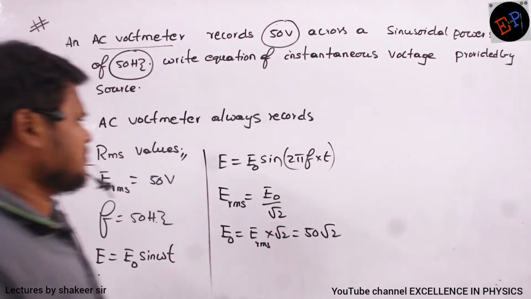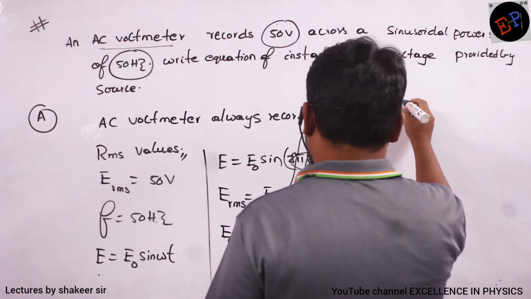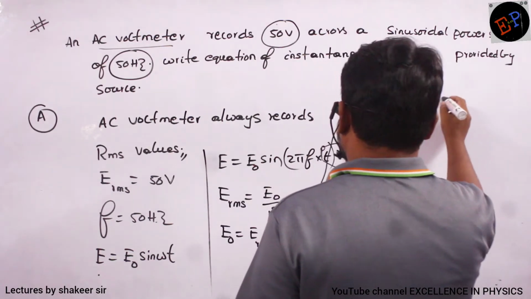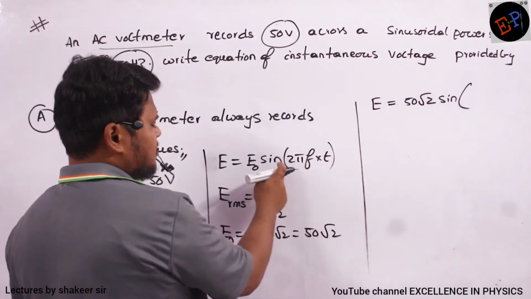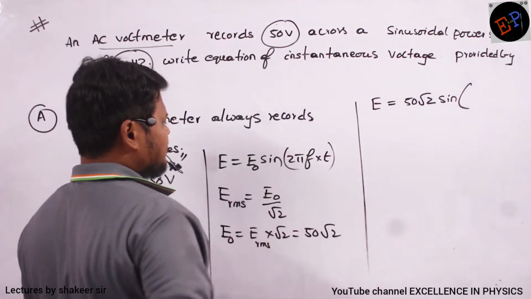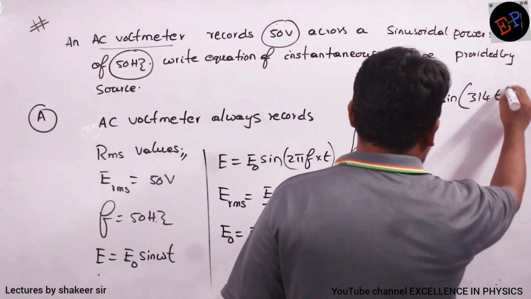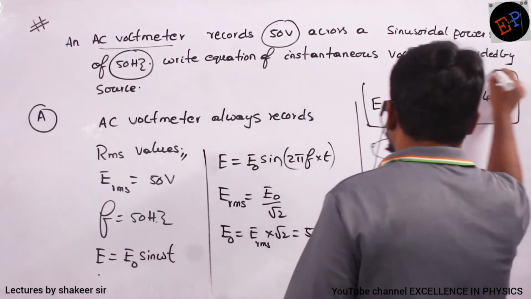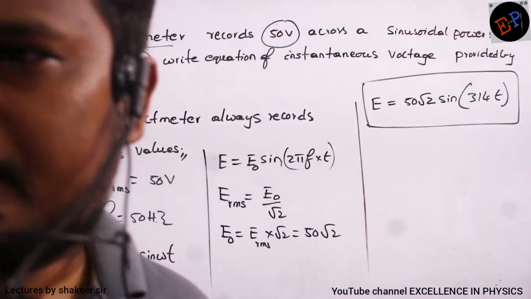So substitute. Therefore what can I write? E is equal to 50 root 2 sine. Okay? Now see, frequency is 50. 2 pi f is 2 times 50, that is 100, 100 into 3.14 is 314. So 314 t. This is my equation of instantaneous value of EMF, the instantaneous source EMF. Clear?